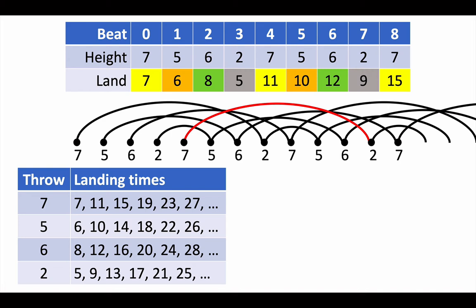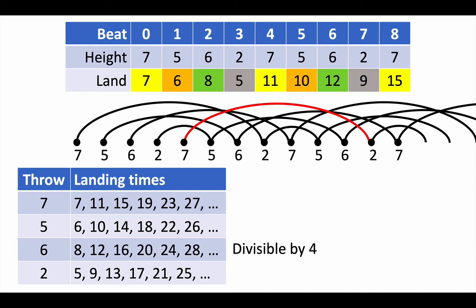The throws of height 5 land at beats 6, 10, 14, and so on. And if we look at these numbers as a collection, for example, look at the landing times corresponding to throws of height 6: 8, 12, 16, 20, and so on. Those you might recognize as multiples of 4. They're all divisible by 4. When we say something is divisible by 4, that means that when we try to divide it by 4, we get a remainder of 0.